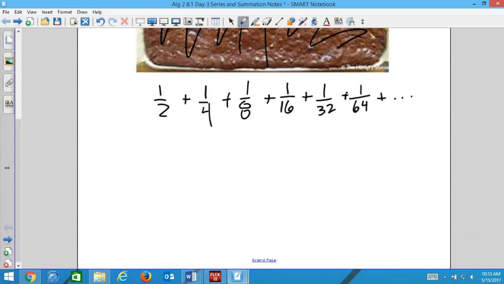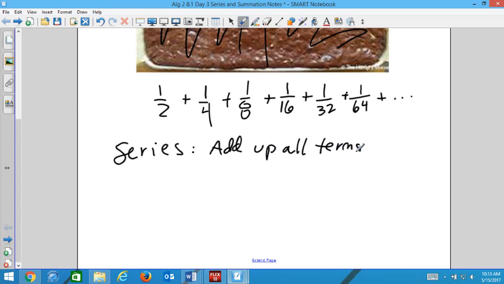Now, what we're doing today is what's called series. And a series is when you add up all the terms in a sequence. So if I added up what I ate every single day of this brownie pan, I would get an answer. What would I get?